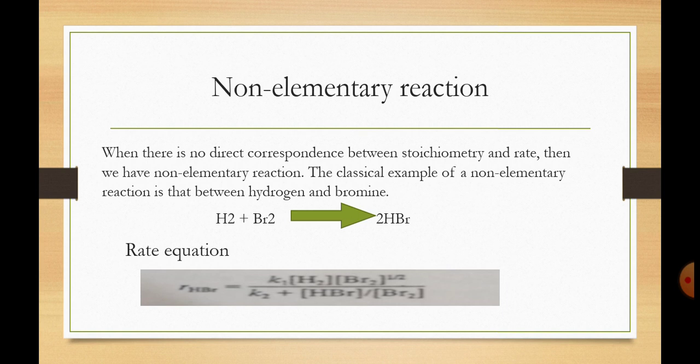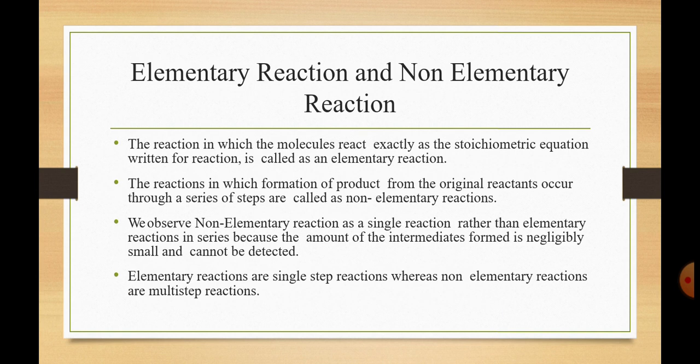The classical example of a non-elementary reaction is hydrogen and bromine. If hydrogen combined with bromine is going to make 2HBr, the rate equation is like this. As you can see, stoichiometry does not reflect in the rate equation. So let's move to elementary and non-elementary reactions. What are elementary and non-elementary reactions? Let me discuss the difference between both of them.